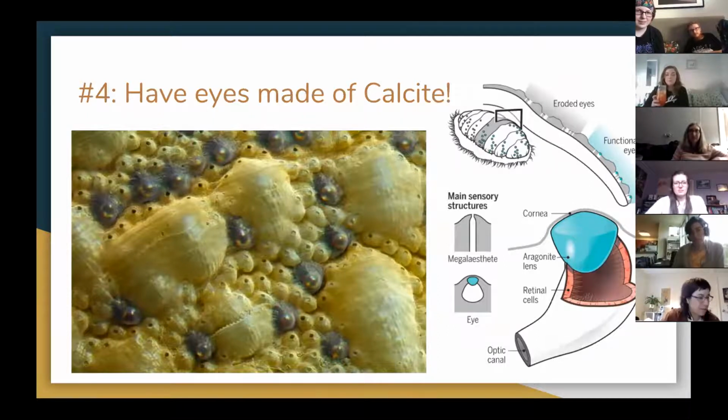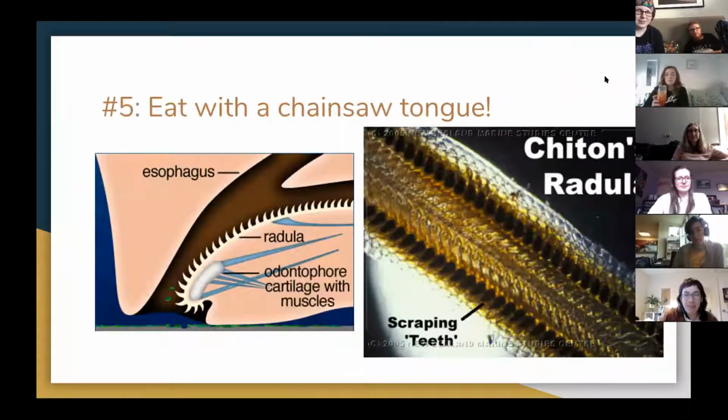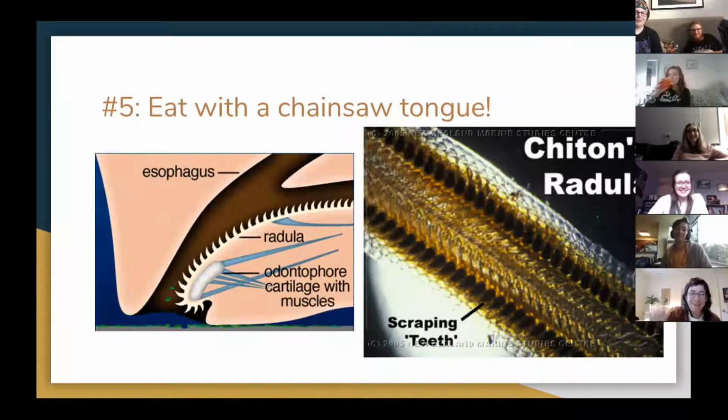All right, fact number 5. They eat with a chainsaw tongue. It's like a radula. It goes very slowly, and they slowly scrape algae off of rocks, and eventually when it wears down, it just gradually moves to the next row of teeth.